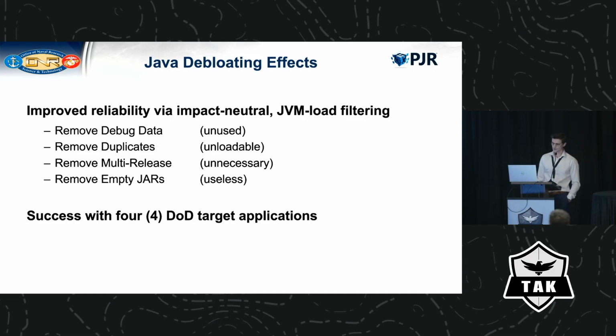And so using this impact-neutral JVM load filtering, we've had success with 4 different DoD target applications, one of them even being a Scala application. And the reason why we're able to debloat a Scala application is that it compiles down to Java bytecode. And so that is another driving point of us working on the Java bytecode rather than the source code.